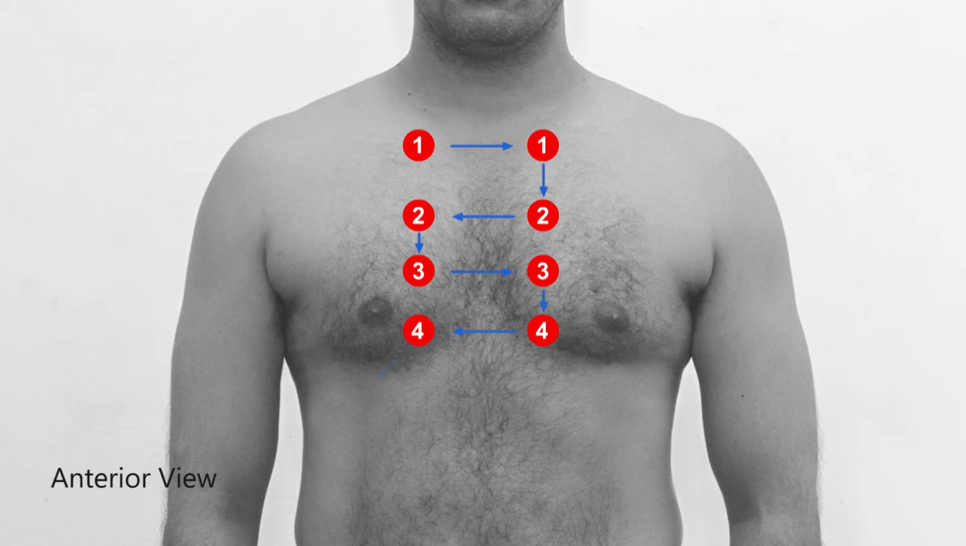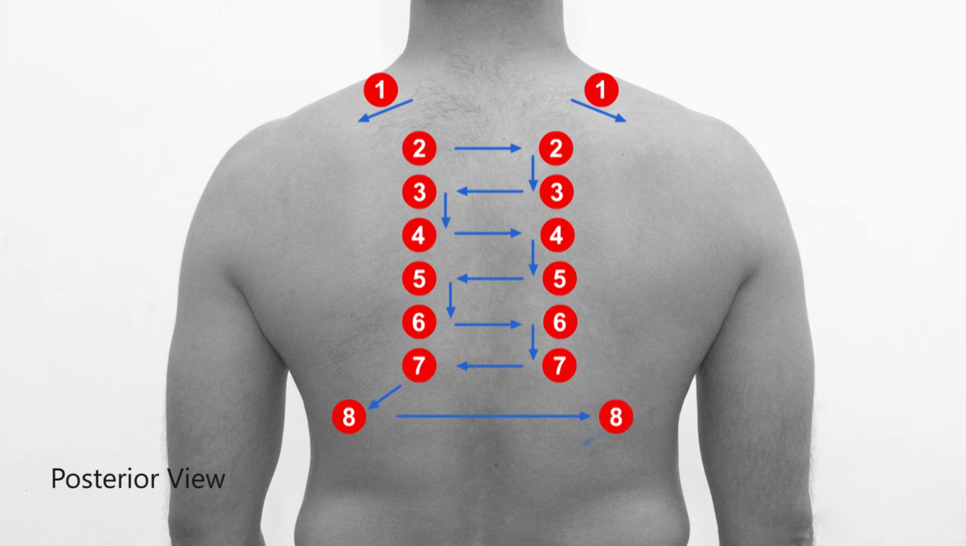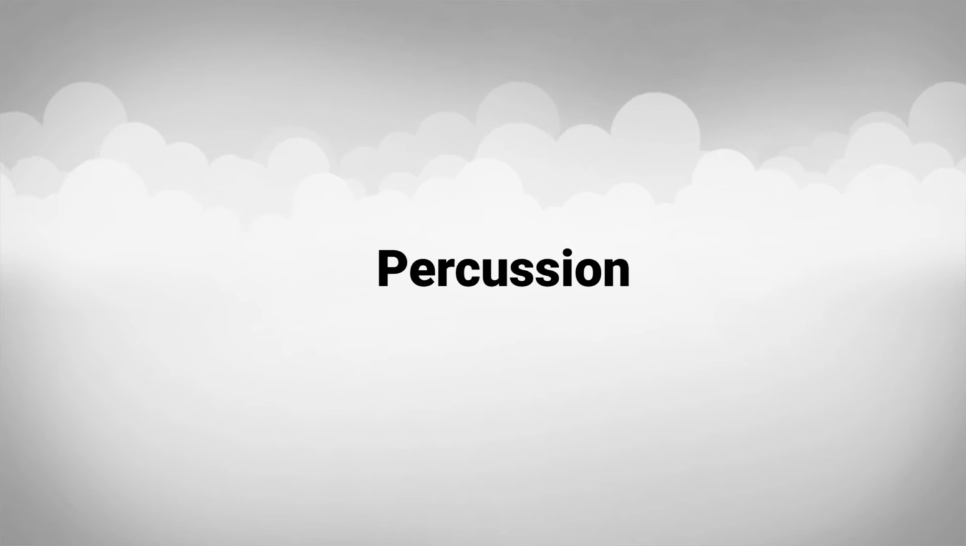Resonant sounds will be heard during percussion over the lungs till you reach the diaphragm. If you hear dullness over the lungs during percussion, you should suspect the presence of a mass or consolidation. At the end, conclude this exam by assessing the diaphragmatic excursion. Percussion.